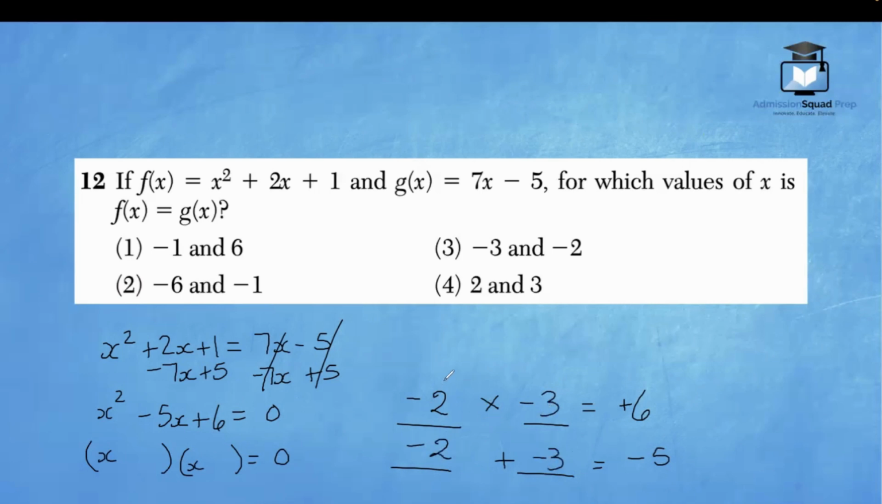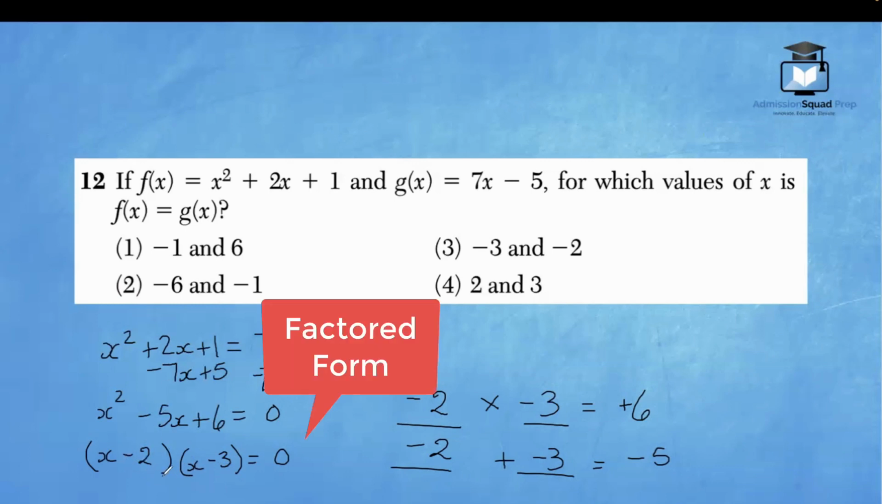When I multiply a negative times a negative, I can get a positive, or a positive times a positive, I can also get a positive. The reason why I chose the two negatives is because we needed a negative 5 when we're adding. So negative 2 plus negative 3 equals negative 5. So let's fill in our answers. And we are almost there.